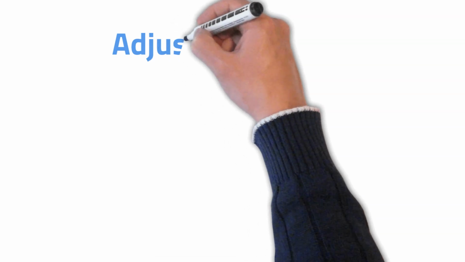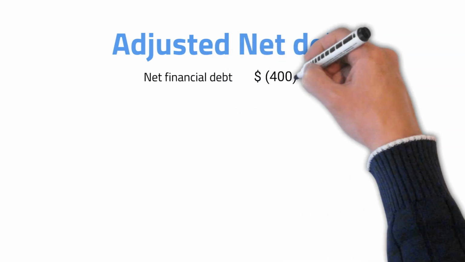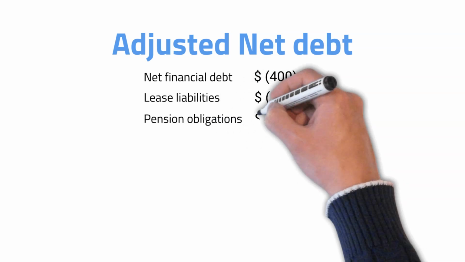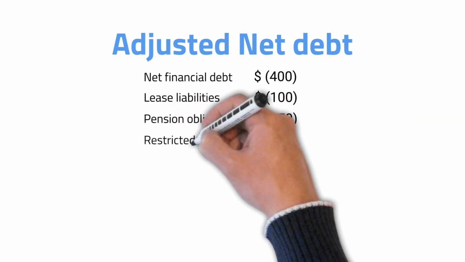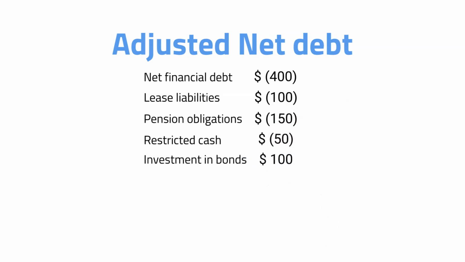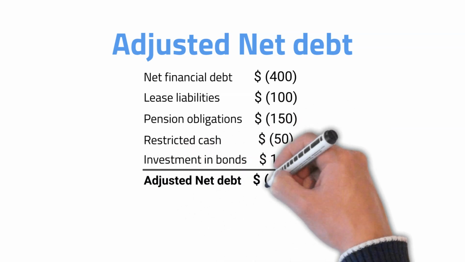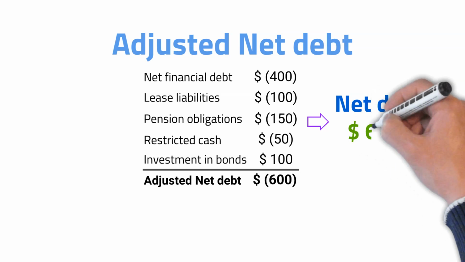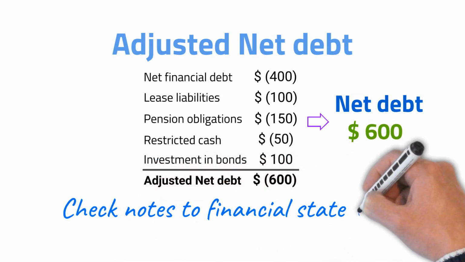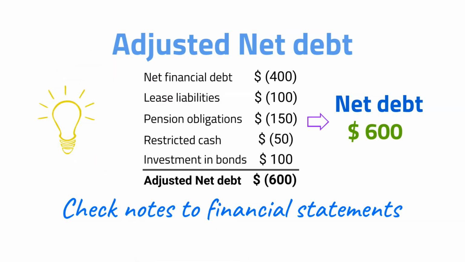This is why adjusted net debt can differ significantly from the simple formula. For example, a company may report net debt of 400, but after including lease liabilities and pension obligations, excluding restricted cash, and including investment in bonds, adjusted net debt can be 600 or more. This is also why reading the notes to the financial statements is critical. The balance sheet alone rarely tells the full story.